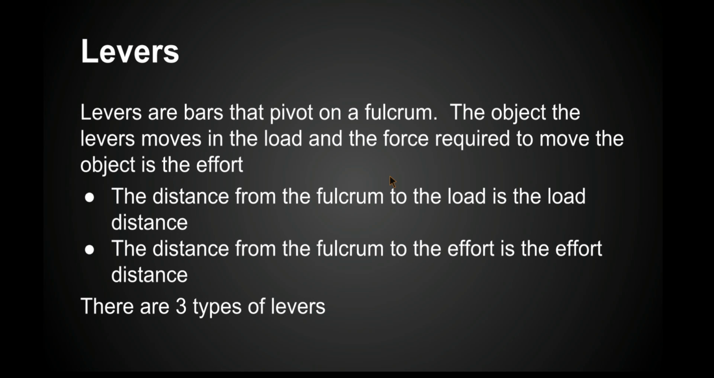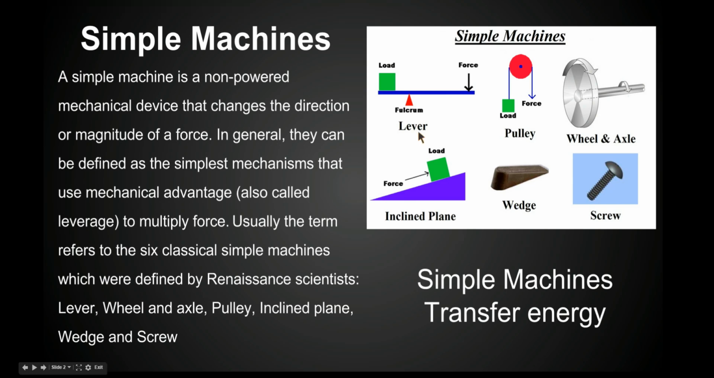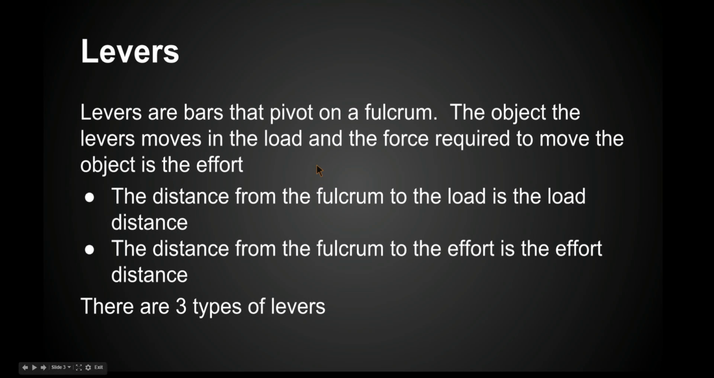Levers are bars that pivot on a fulcrum. If we go back a picture here, we have a picture of our lever, and there's the fulcrum. That's the point that it's going to pivot on. So the force is going to be pushing down, and the load is going to be going up. The object the lever moves is the load, and the force required to move the object is the effort.